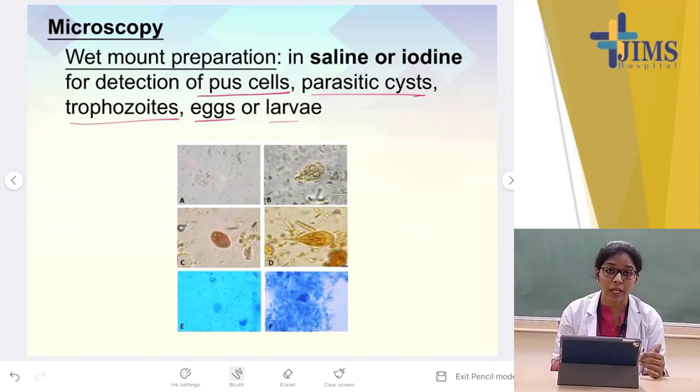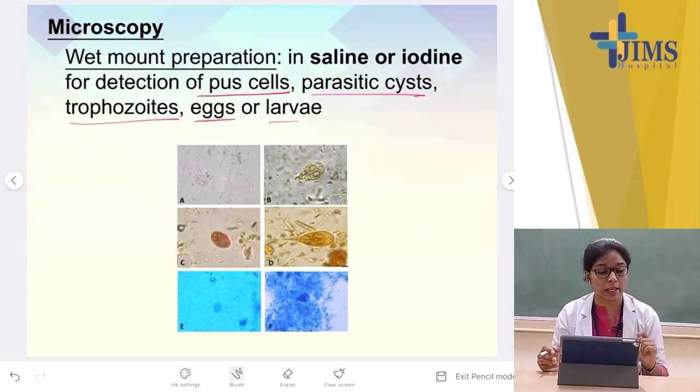So you prepare a saline or iodine mount. It's the wet mount preparation. Directly it can be done, or else you put one drop of saline, or else one drop of iodine onto which you add stool.